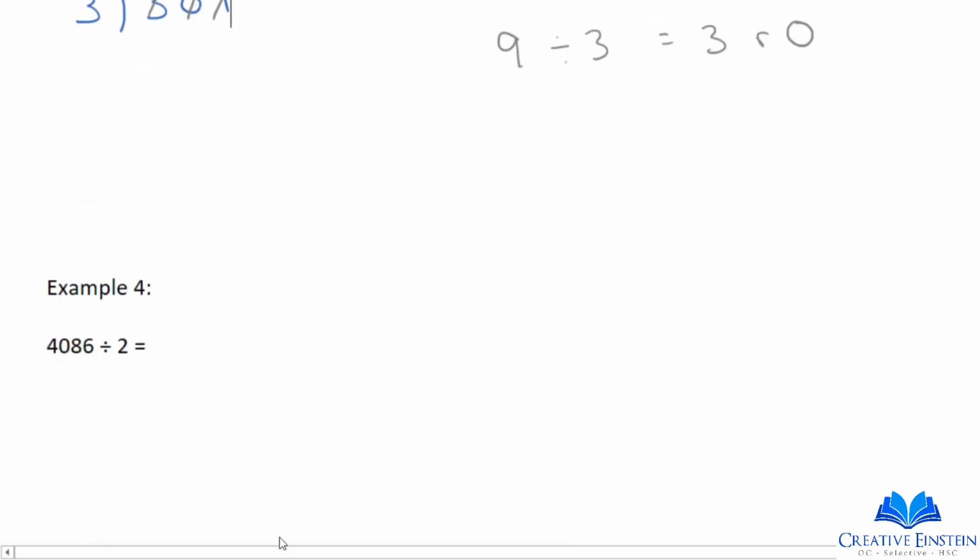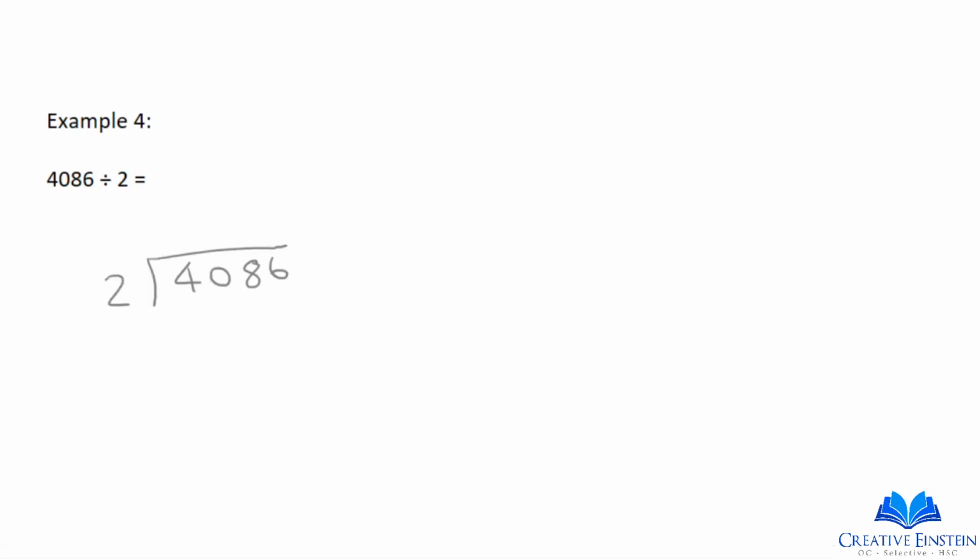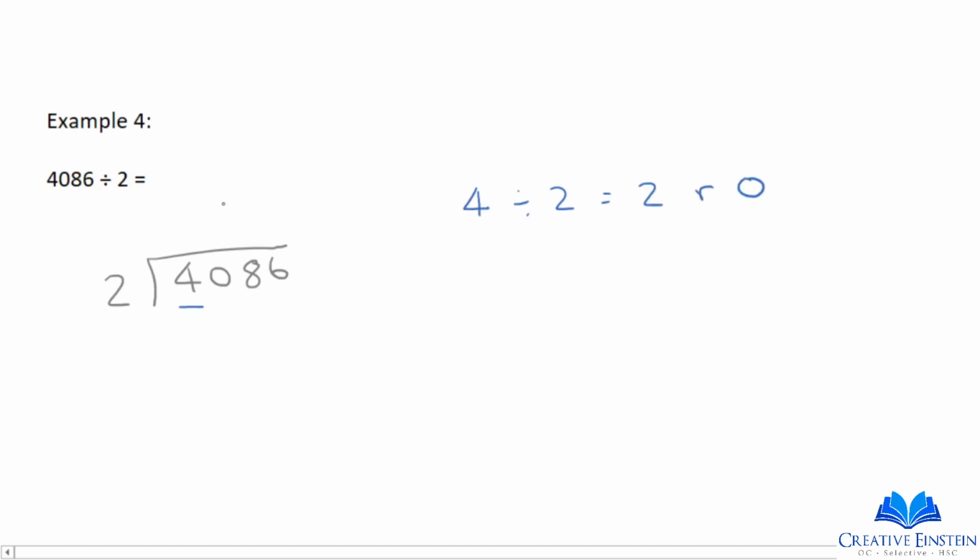Okay, our last example that we're going to go through, 4086 divided by 2. Oh, I've switched colours around, that's okay. So again, in our heads, the first number that we're looking at is 4. 4 divided by 2 equals 2, remainder 0. 2. We've used the 4 now.